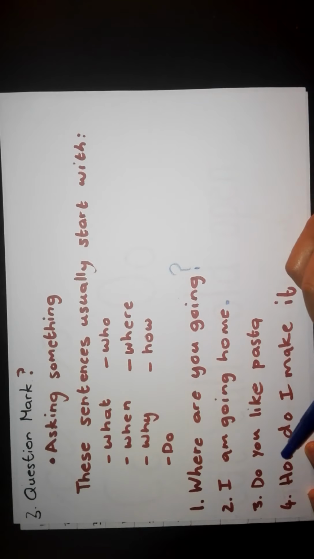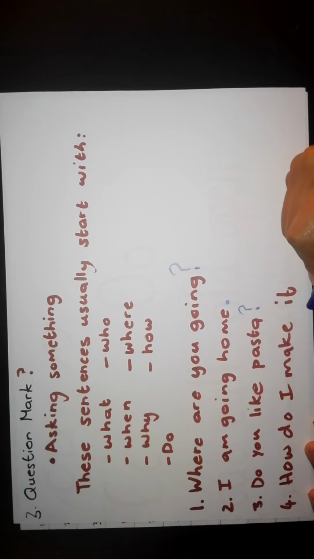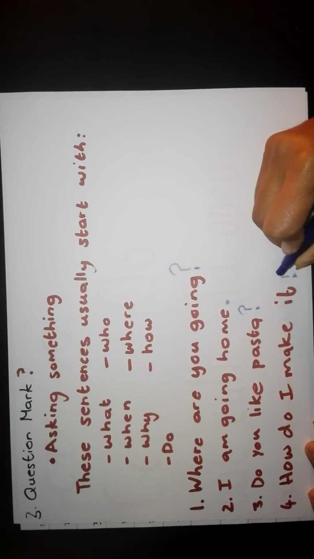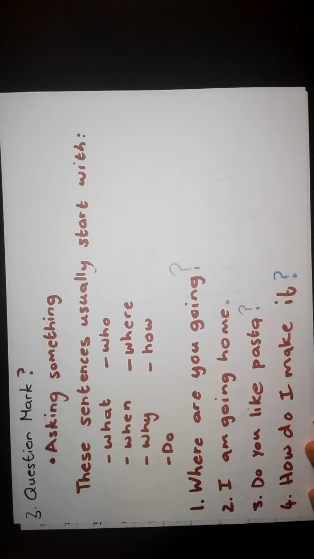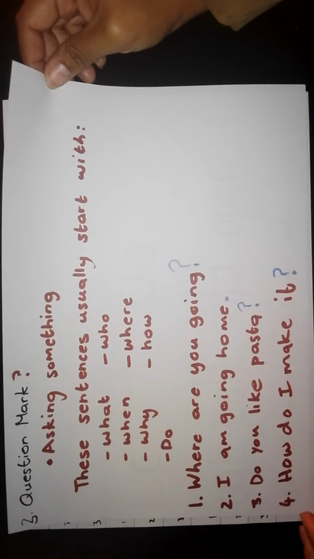Number 3, do you like pasta? I am asking something, so that's a question mark. And then, how do I make it? I'm asking something again. If I ask someone how do I make it, it's a question. So I'm asking something, and that is a question mark. Okay, so that's it for punctuation.